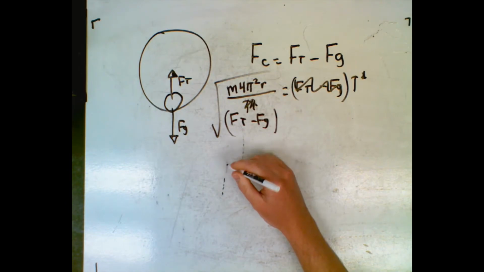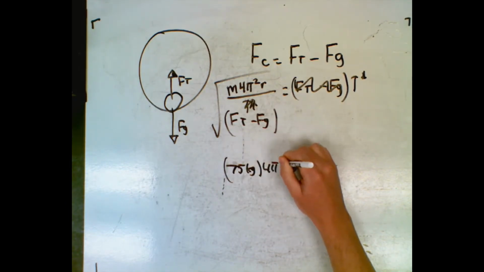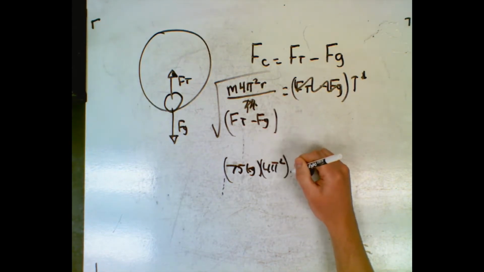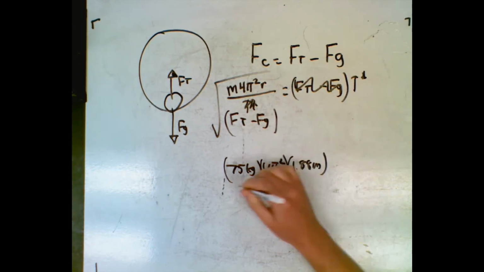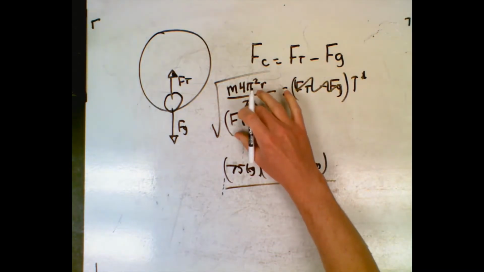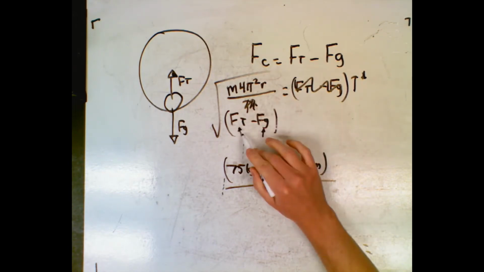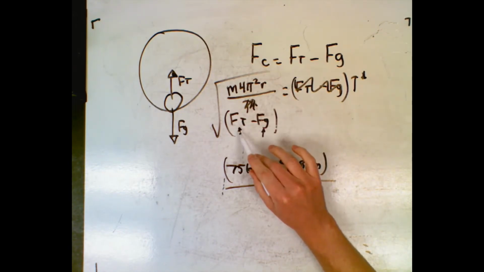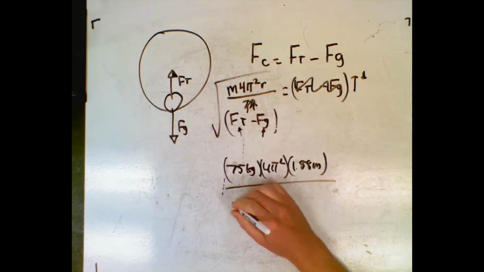So to plug in my stuff, I have a 75 kilogram astronaut times 4 pi squared. The radius of the loop is 1.88 meters. That's a tiny loop. And for this, remember that this is our apparent weight and this is our actual weight. What g forces mean is, if we have 2.5 g's at the bottom of the circle, we feel 2.5 times heavier than we normally do.